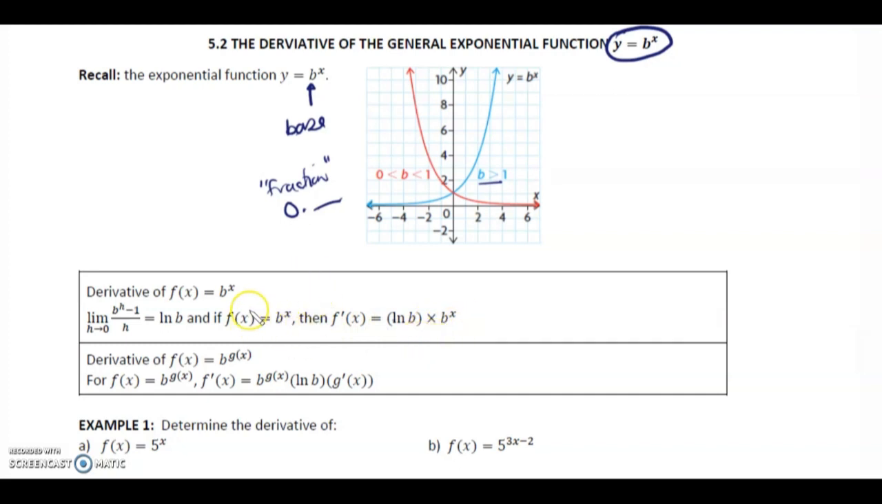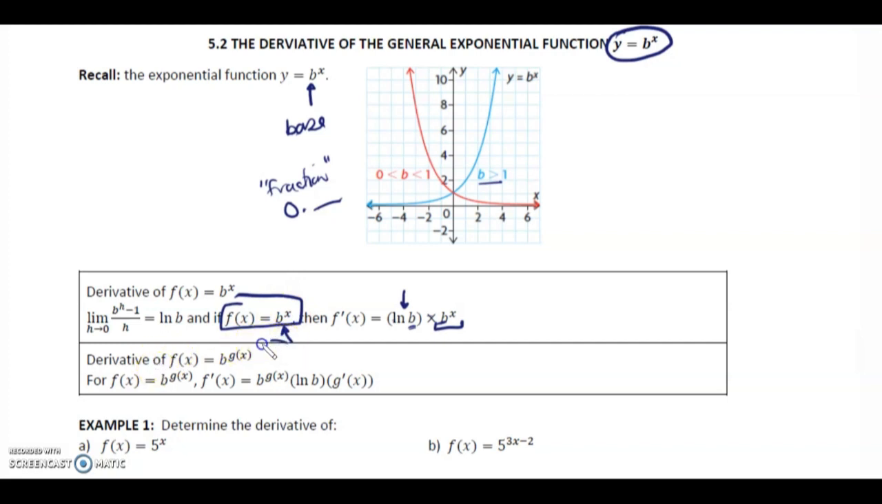So if we take a look at this, we have this function f at x is b to the x. We take b to the x and we rewrite it as it is, and then we multiply by ln b. Whatever this base is, we write ln of that base. That's if the exponent is just x.